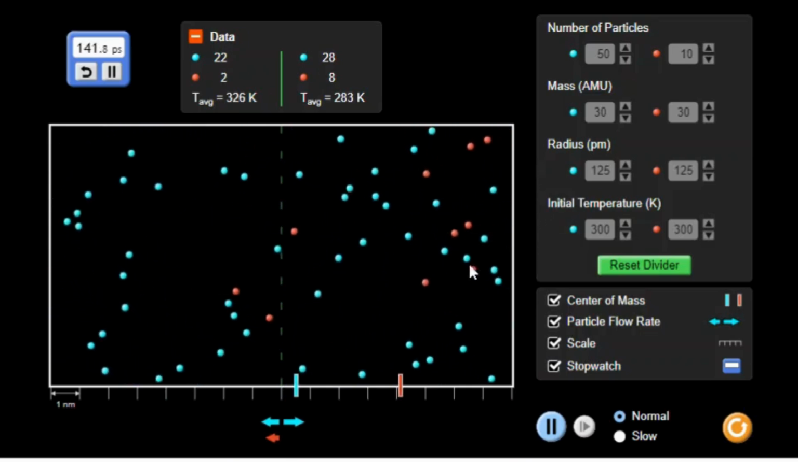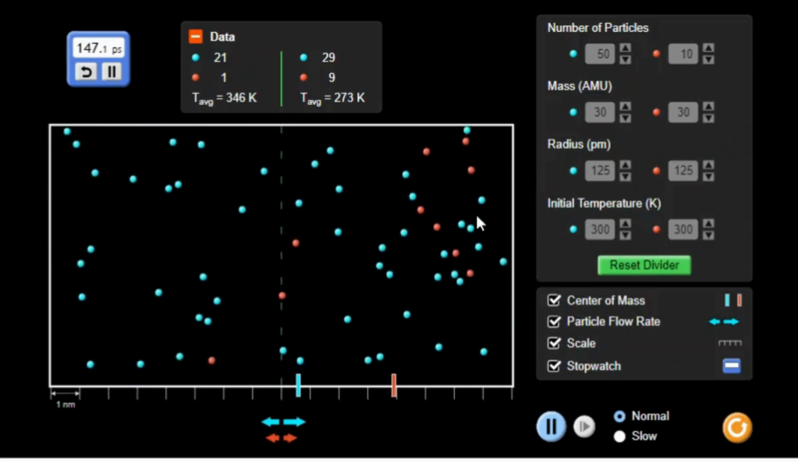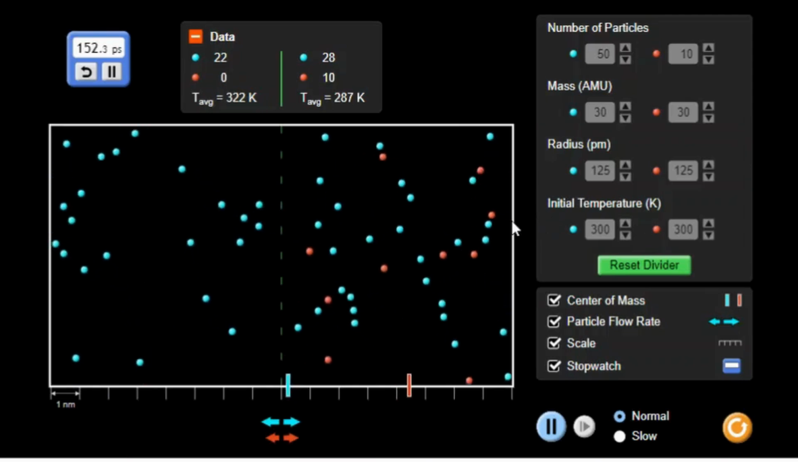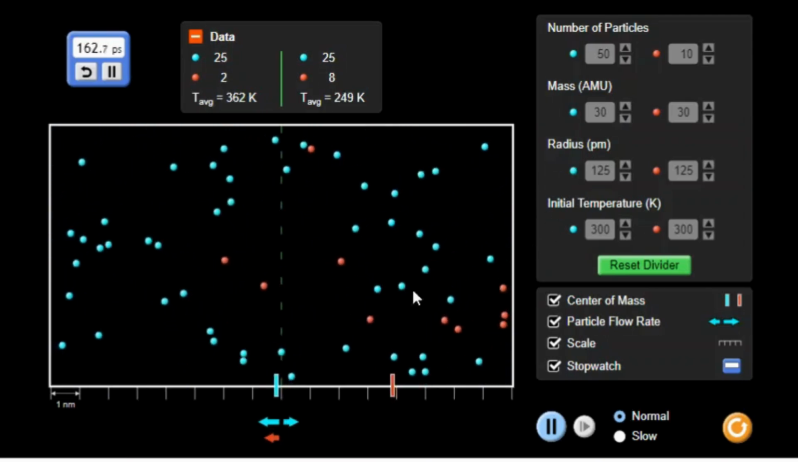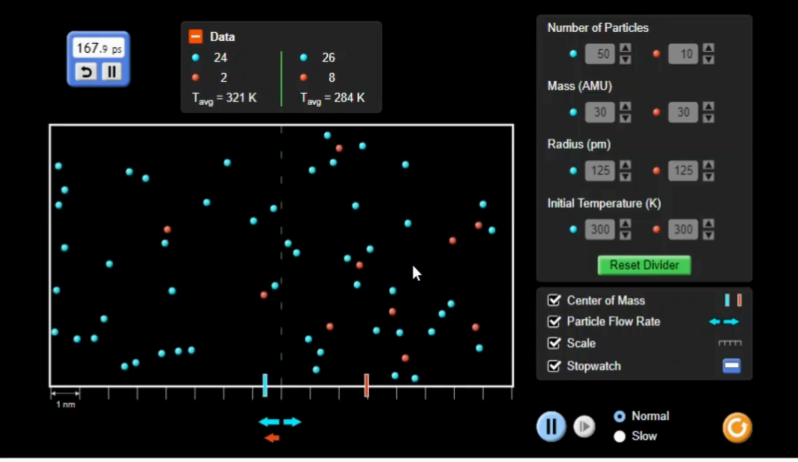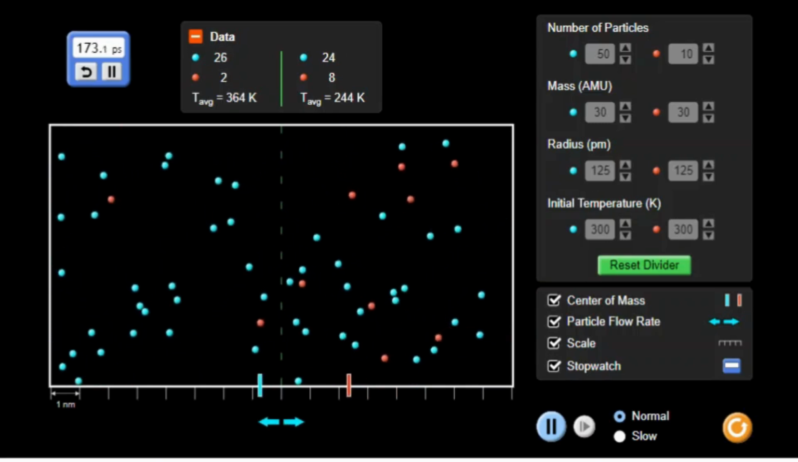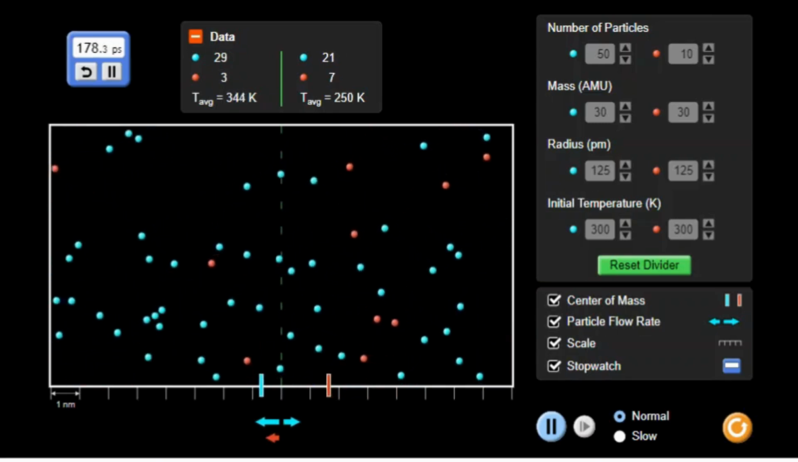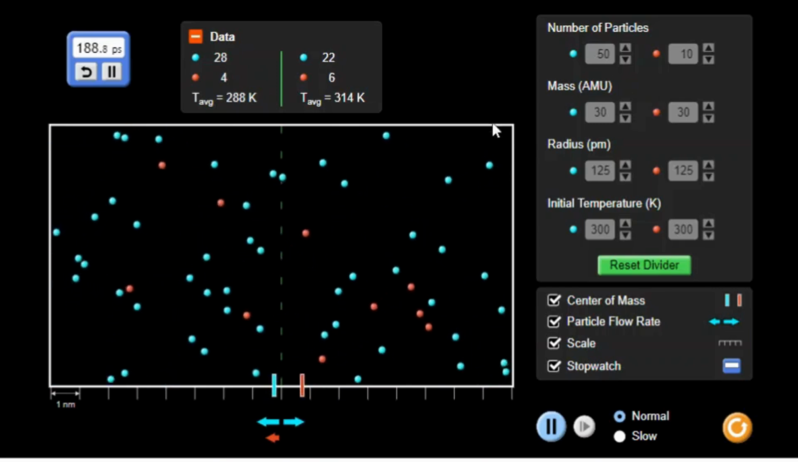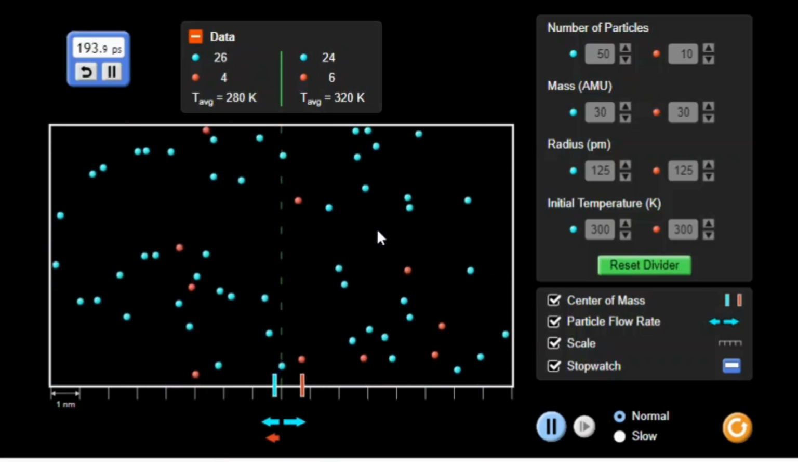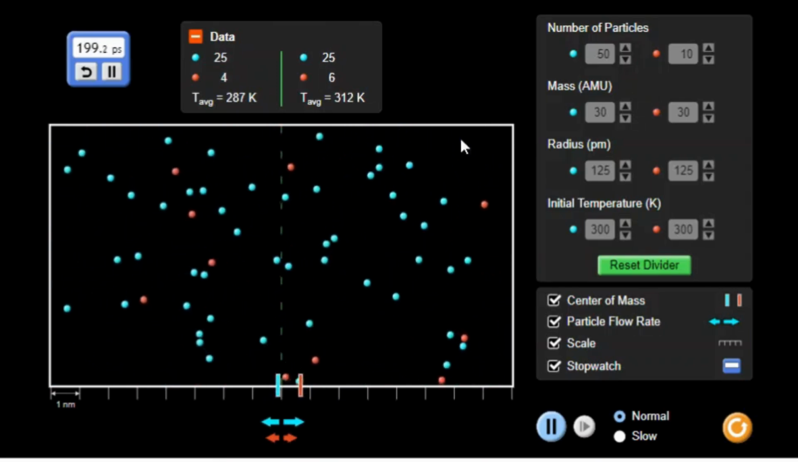Larger particles have a larger collision cross-section, which means they are more likely to collide with other particles, slowing down the diffusion process. By adjusting the radius of the particles, students can observe how this factor influences the rate of diffusion. The simulation uses the center of mass and particle flow rate representations to determine when the system reaches equilibrium.